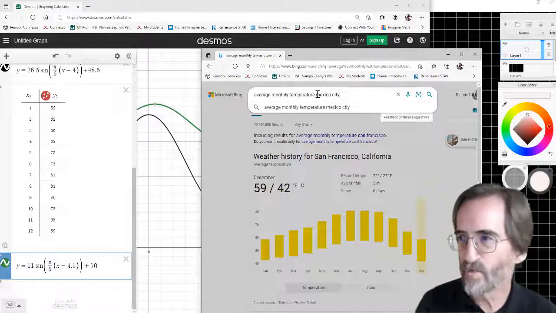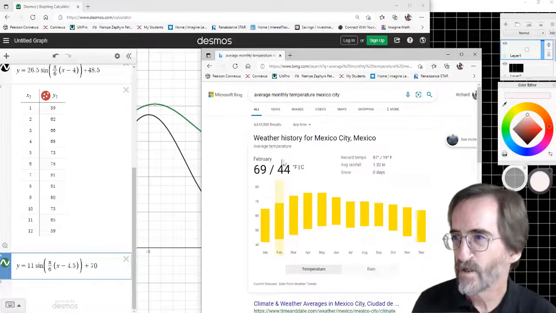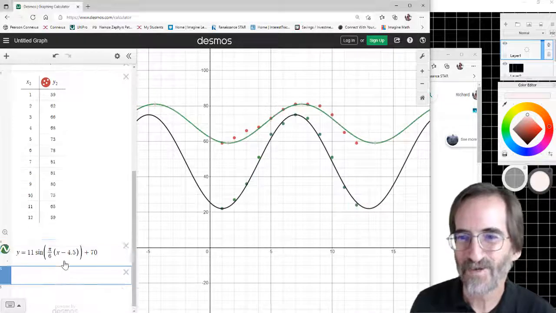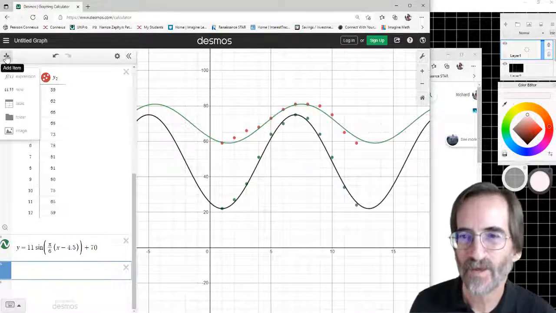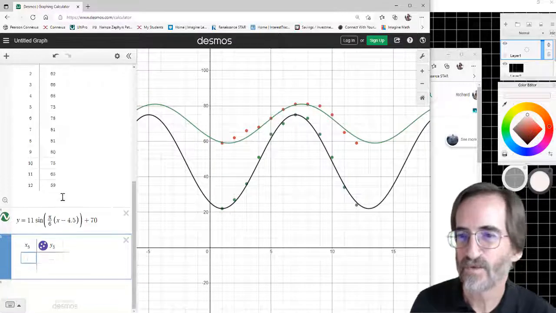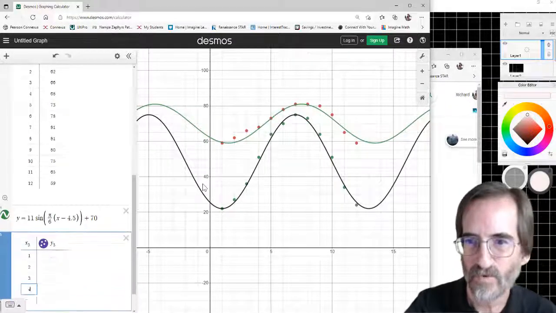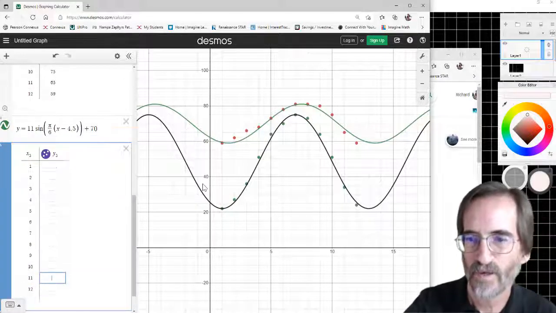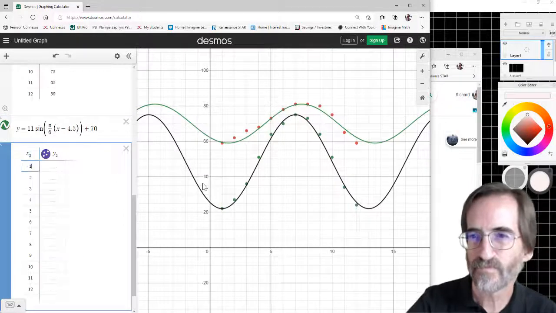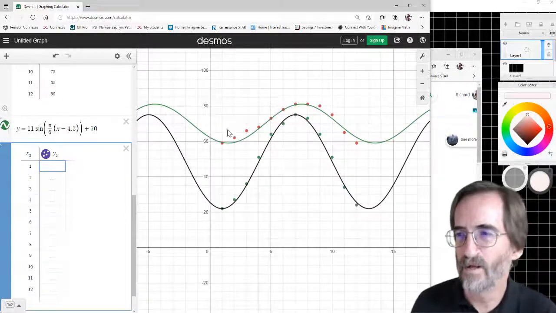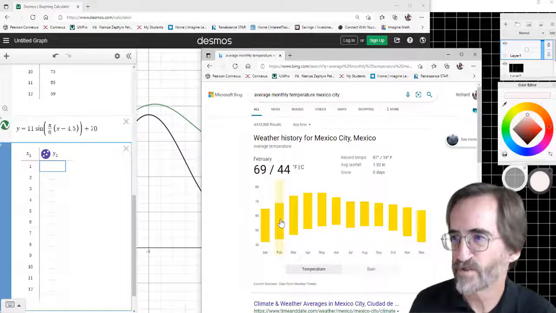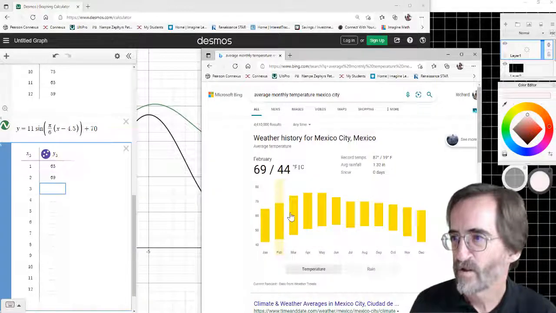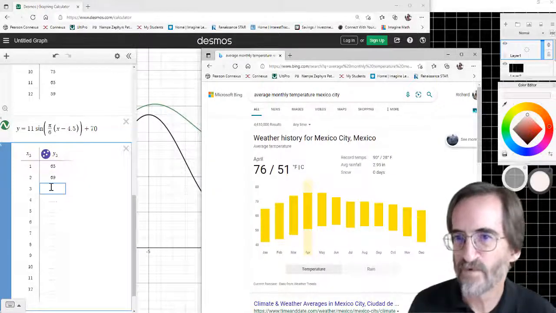Okay, now by the way, when it comes to yours, please don't use my cities, use your own. Okay, so here we go. I'm going to add a table with x3 and y3. 1, 2, 3, 4, 5, 6, 7, 8, 9, 10, 11, 12. Okay. And let's go grab our number 65, 69. Okay, 74, 76.